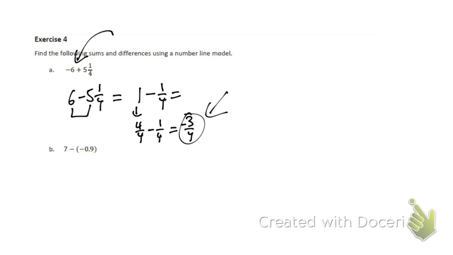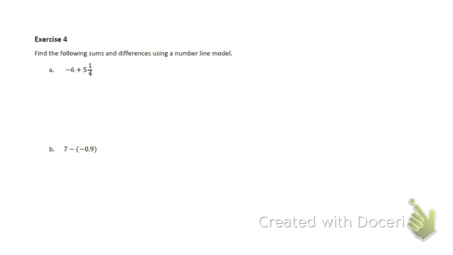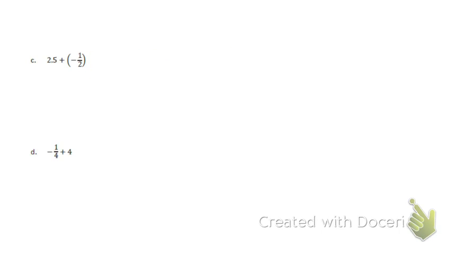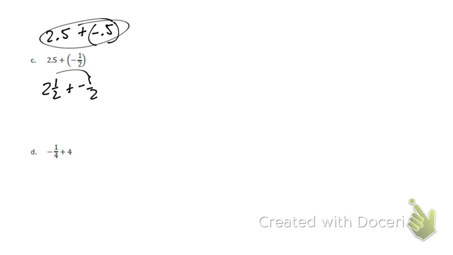Let's see. So we're gonna go over D, but before we do that, just a quick thing for C. Right there, you got two options. You either change that 2.5 to 2.5, or if you want, you can keep it at 2.5 and plus negative 0.5. Either way you do it, it should be pretty easy from there.